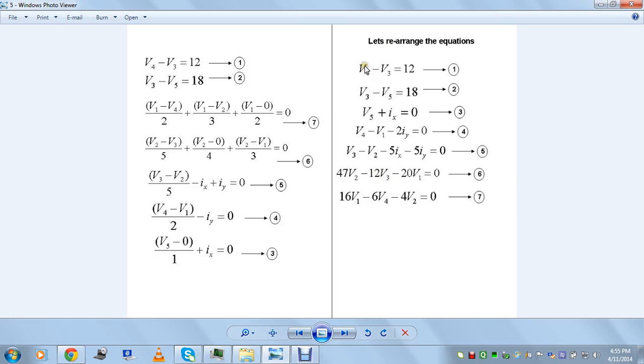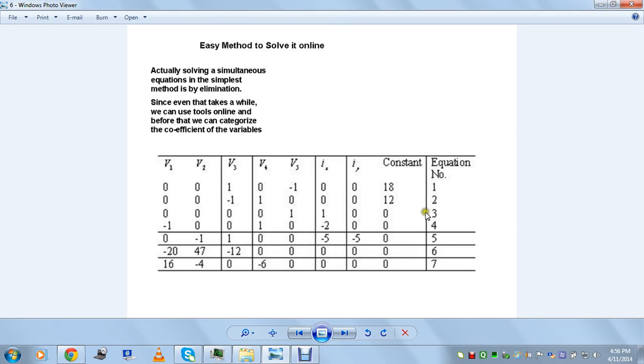But still, you have to sit with a pen and paper and keep on solving the equations, which is very hectic. Instead of that, after arranging all these equations in a particular fashion and identifying all the coefficients of the simultaneous equations, you can just go online and solve it. Before that, you just have this table. I'll explain it, it's very simple.